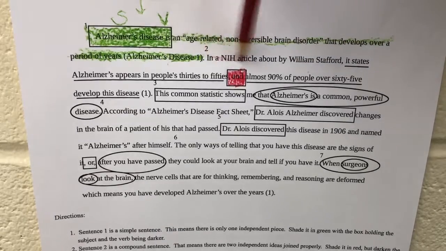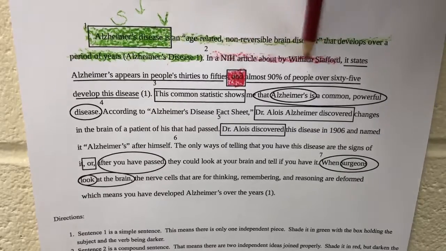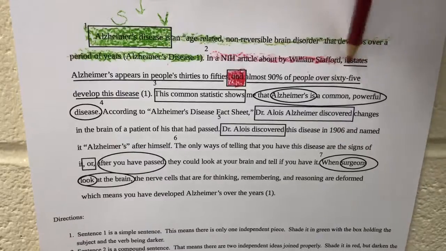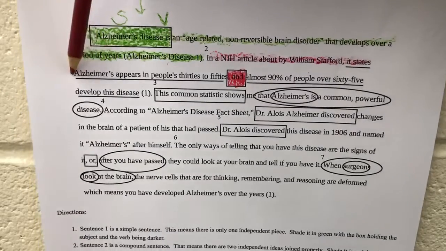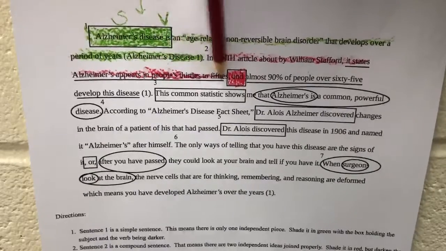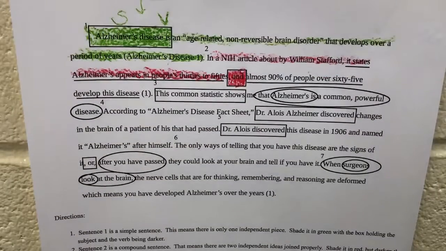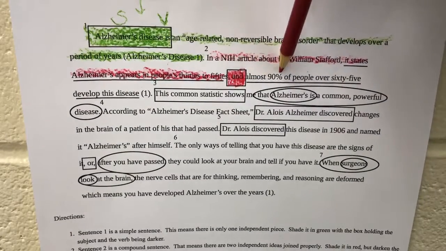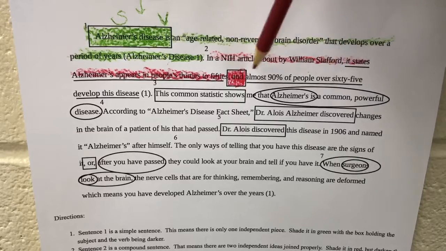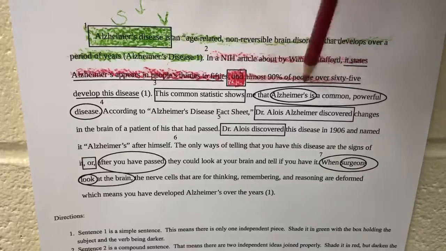It says, in an NIH article by William Stafford, mentioning the author's name, and then it says, it states Alzheimer's appears in people's 30s to 50s. So that's our first fact, or our first independent statement. Alzheimer's disease appears in people's 30s, 40s, and 50s. On the other side, we have a separate sentence that's being joined correctly. The second sentence is, almost 90% of people over 65 develop this disease.